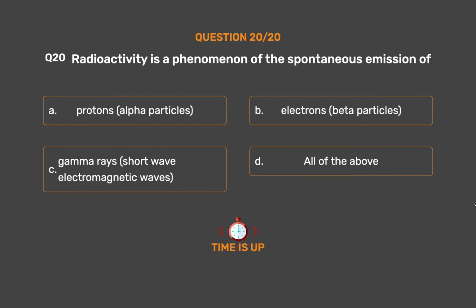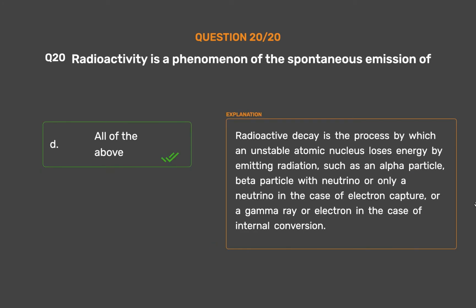The correct answer is Option D. All of the above. Radioactive decay is the process by which an unstable atomic nucleus loses energy by emitting radiation, such as an alpha particle, beta particle with neutrino or only a neutrino in the case of electron capture, or a gamma ray or electron in the case of internal conversion.